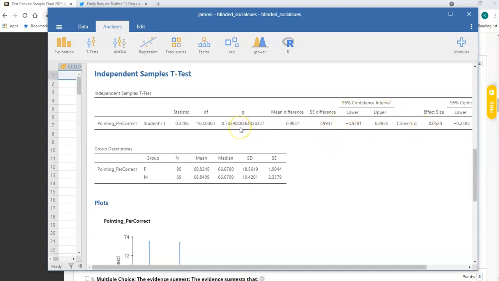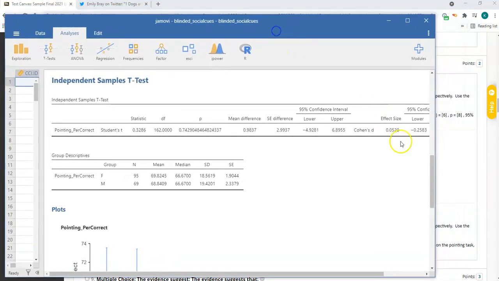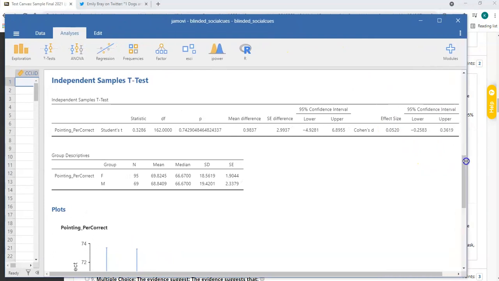Again, the p-value says that because it's well within, it's not a low p-value, it's a high one, so it's probably just sampling error. Your effect size is 0.05, and again, around 0.2 is small, so this is a tiny effect size. And again, here are your confidence intervals. The confidence interval around d, and the confidence interval around the mean difference, should you need them.